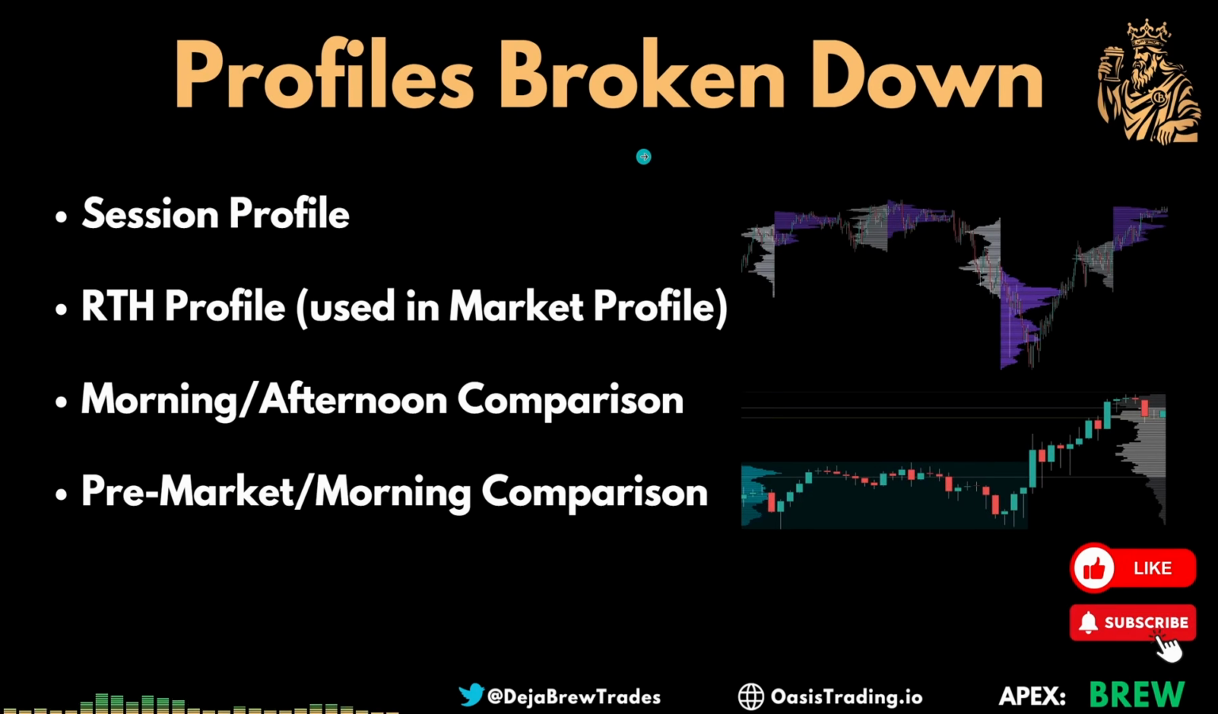We're going to talk about, obviously, the profiles broken down into different sessions. We can compare the pre-market with the current session. We can compare the morning profile with the afternoon profile. And what is that telling us? How can we make a bias or a trade based on comparing these profiles into each other?